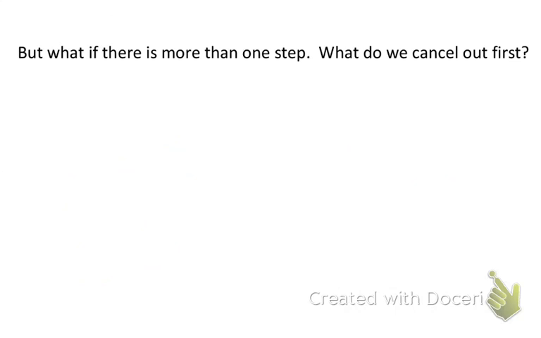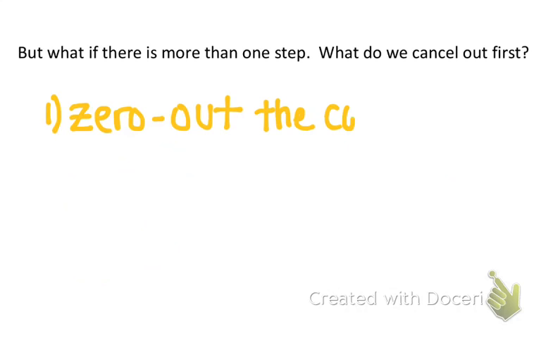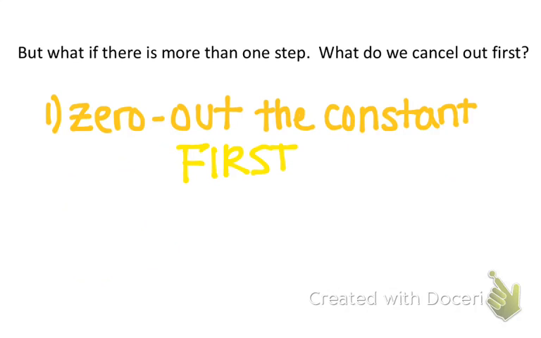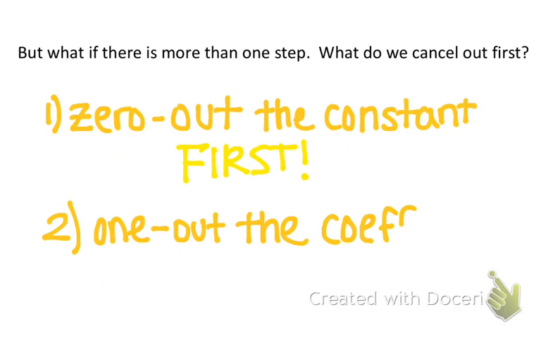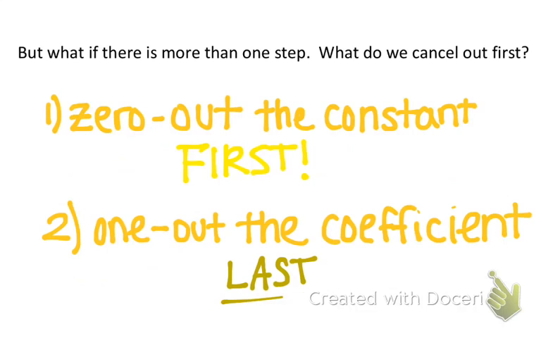But what if there's more than one step in our equation? What if we can't just add, subtract, multiply, and divide right away to isolate the x? What do we cancel out first? Our first goal is always to zero out the constant. That means using our additive inverse in order to make that constant equal 0. Second, after the constant is 0, then you can cancel out the coefficient, and that means using the multiplicative inverse to have that equal 1 in front of your variable. That is always the last step that you do.